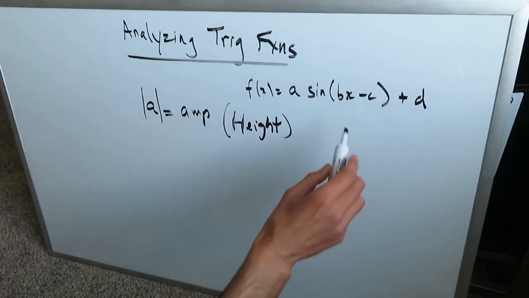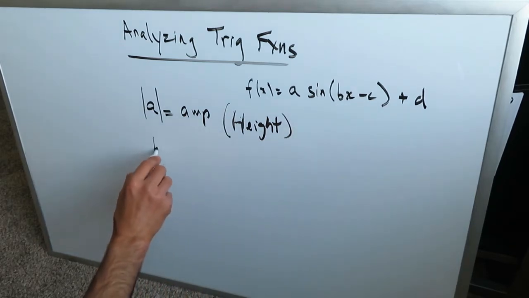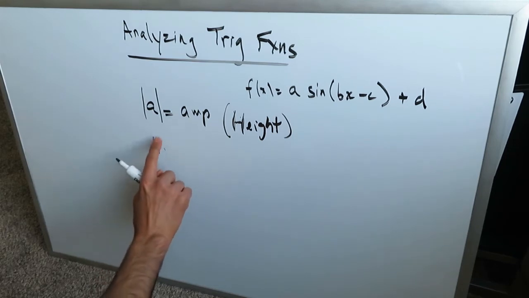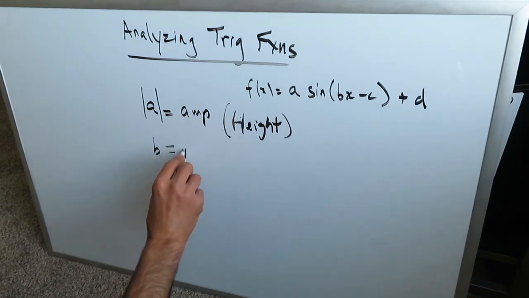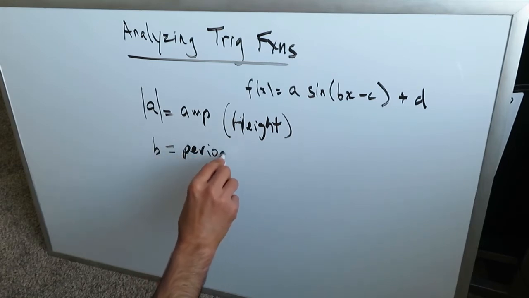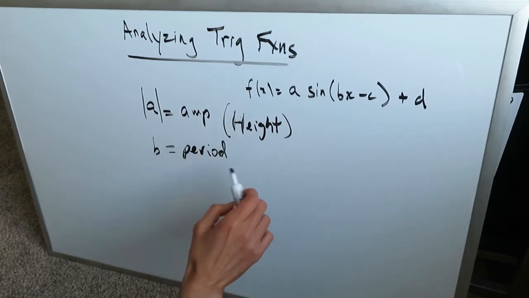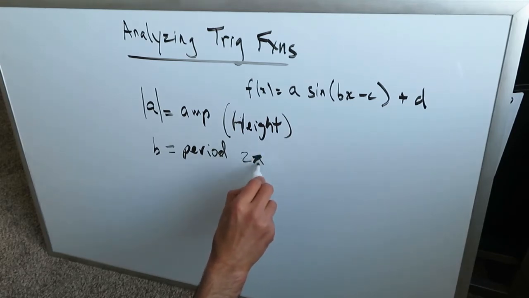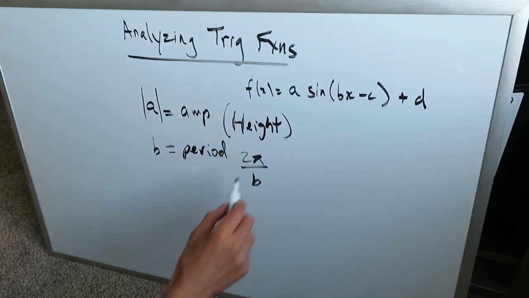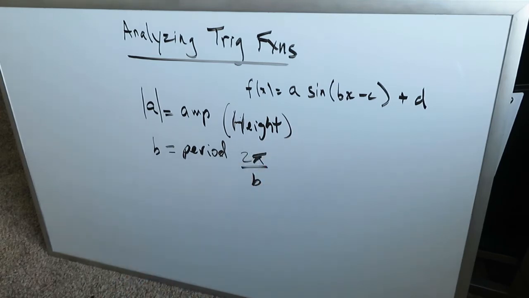Next, you want to focus on this B. The B over here is not a positive or minus value by any means. Don't think of it that way. Think of that as a period. The period meaning the length of each wavelet. You want to be thinking of the B value in terms of the formula 2 pi over B. It'll give you an indication of how long each wavelet is. And when I say wavelet, I mean a single wave.